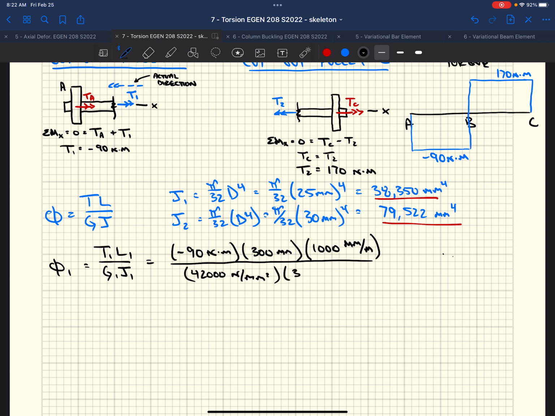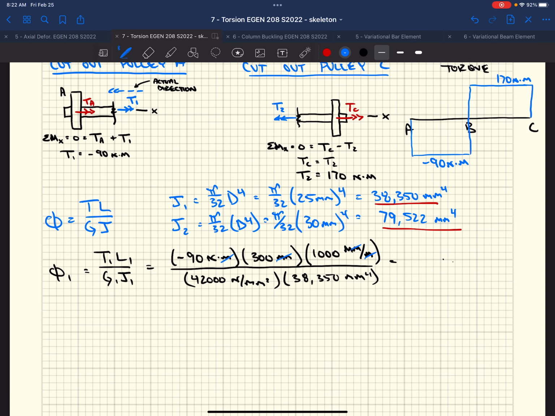So now we have J, which is 38,350 millimeters to the fourth. Make sure you track units on these. We know that the angle of rotation is in radians, which is unitless. So all of the units in your equation, when you do rotation, should cancel. Meters cancel with meters, millimeters with millimeters, newtons with newtons, and the rest of the millimeters.